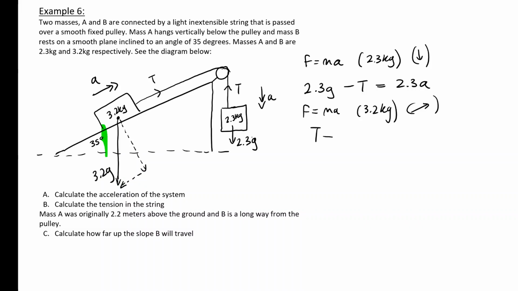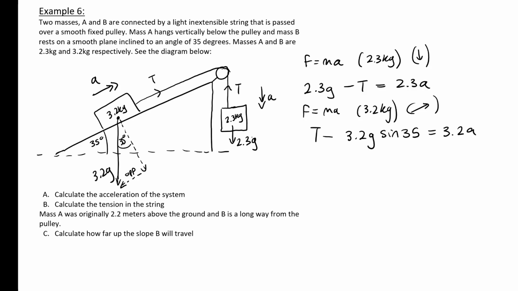The angle of inclination is always the same as the angle that goes up in the top corner of this triangle here. This side here is the opposite for this triangle, referring to that. So if it's opposite, we need to use sine. So this would be 3.2g, the full force, times sine 35. And that's equal to 3.2a.